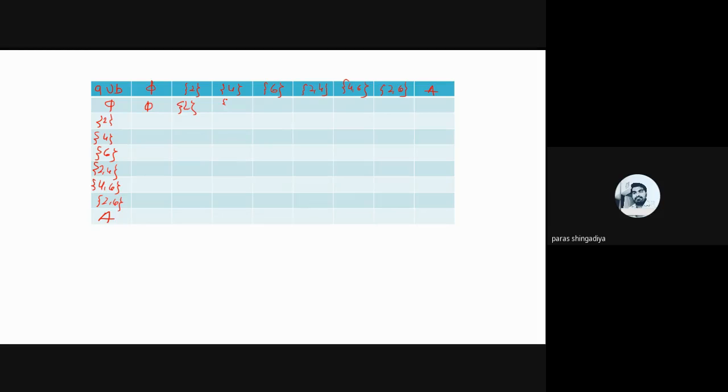Then 5 with 4, that is 4. 5 with 6, it is 6. 5 with 2 4, union होगा 2 4. 5 with 4 6, union is 4 6, then 2 6. And 5 और A का union होगा A itself. Clear? And use this data in this column also. That is 2 here, that is 4, that is 6, that is 2 4. After 2 6, sorry, 4 6, and then after 2 6 and the A.